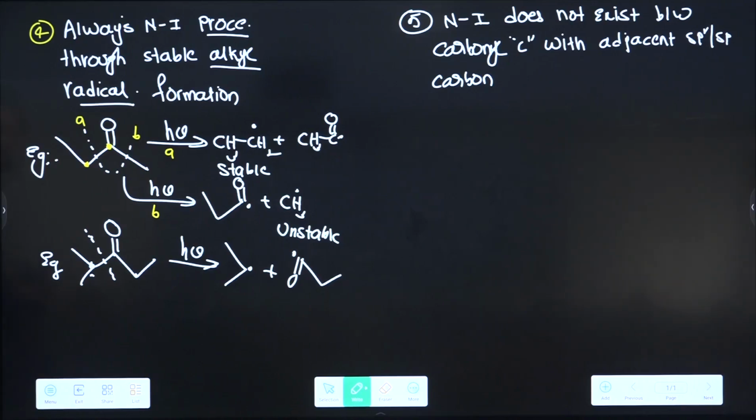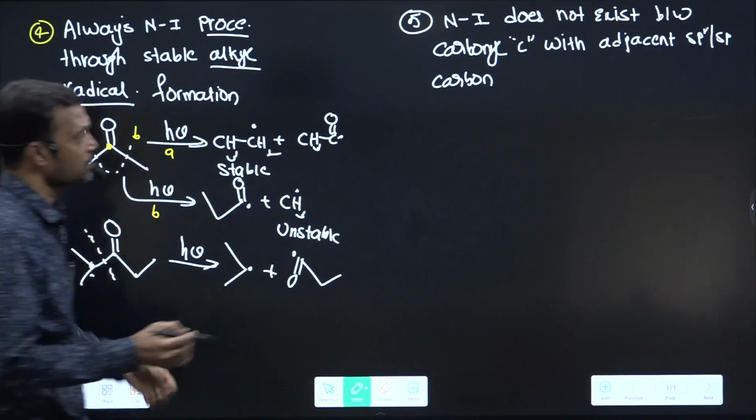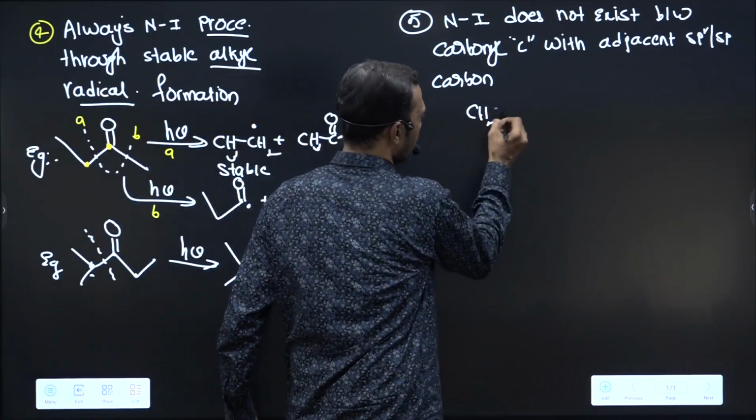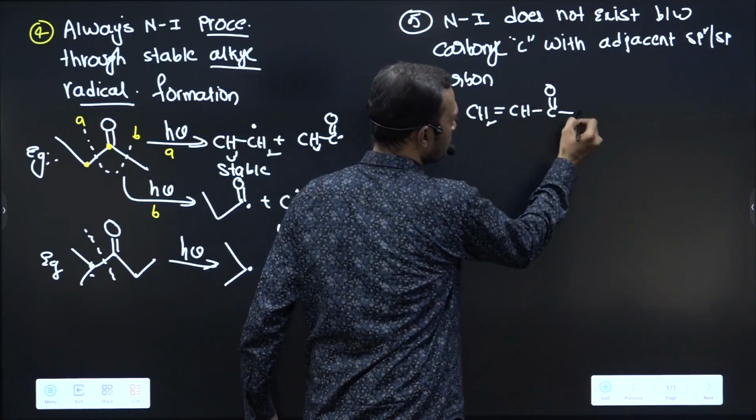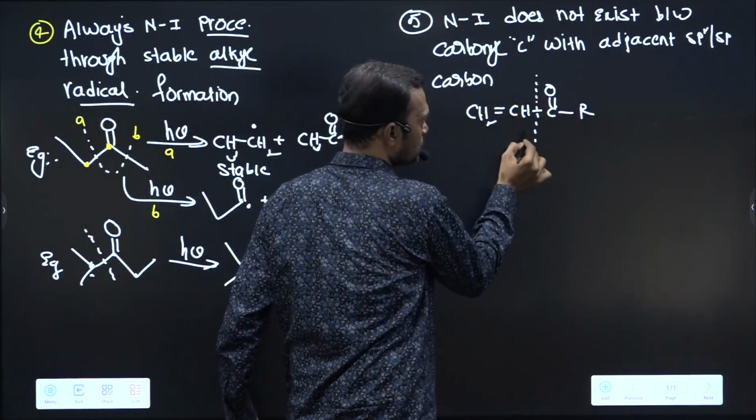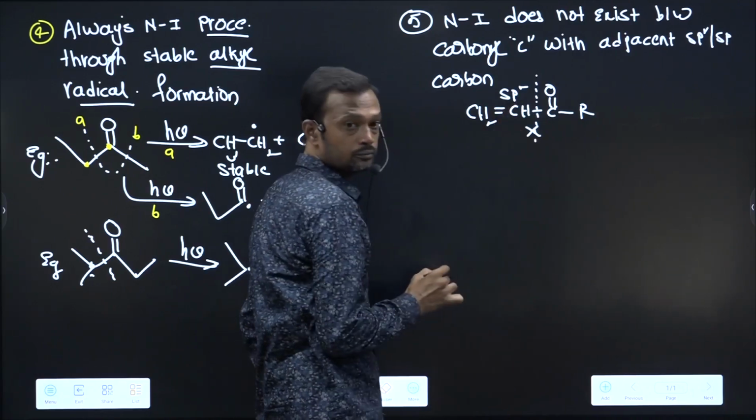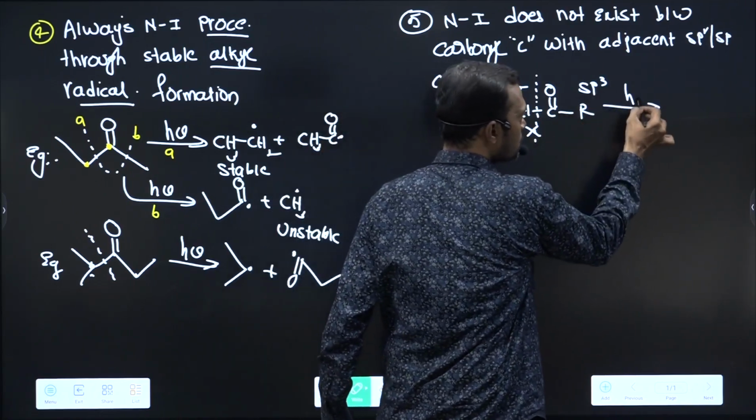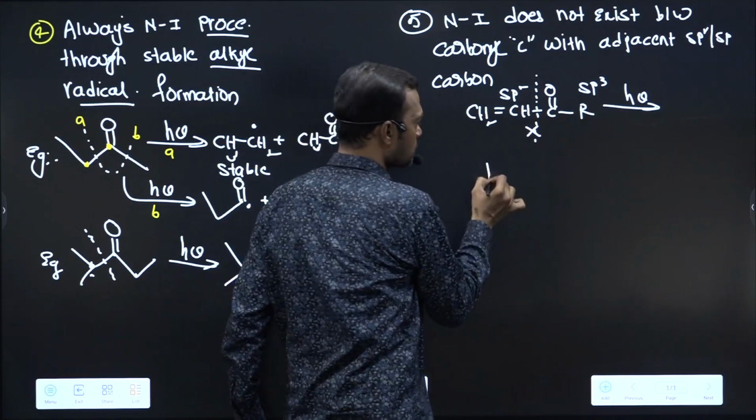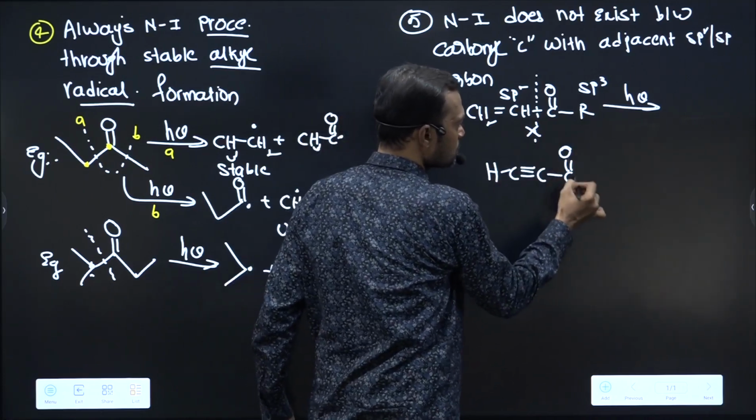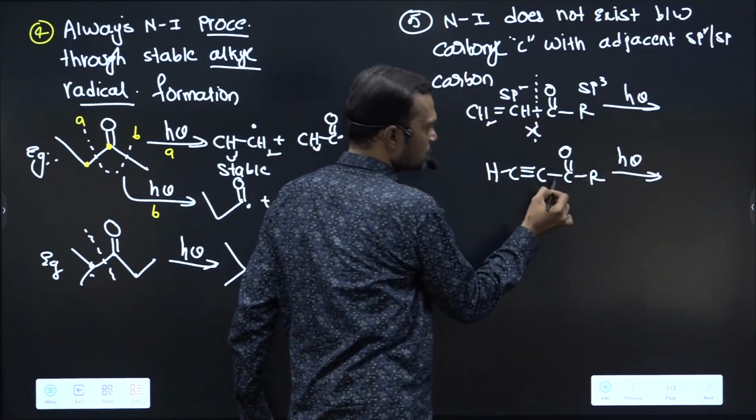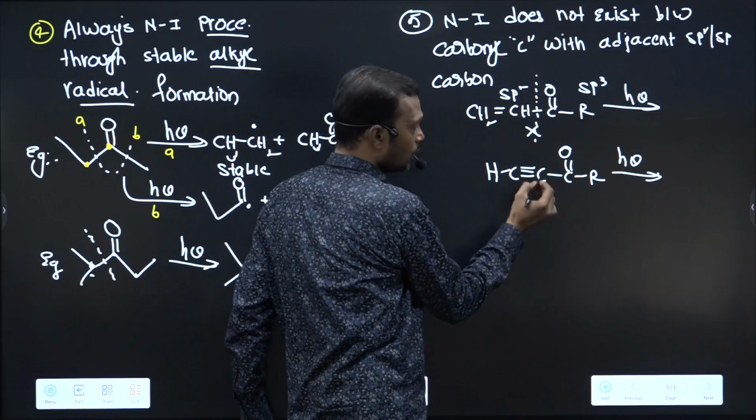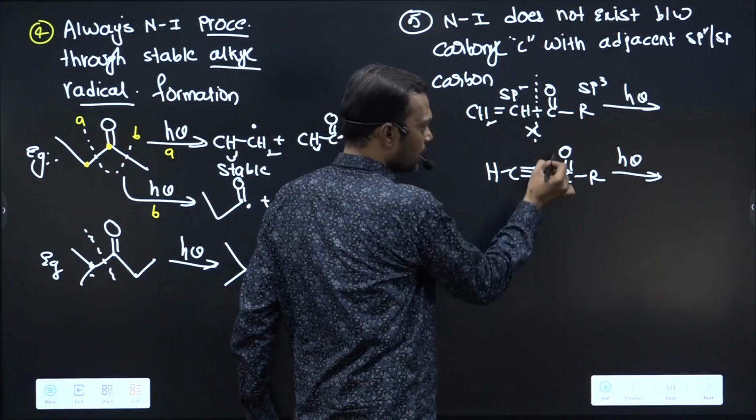Norrish 1 does not exist when the carbonyl compound is attached to an adjacent sp2 carbon or sp carbon. If I write a double bond directly attached to the carbonyl, this side Norrish 1 is not possible; the other side is possible if it is sp3. So photochemically Norrish 1 is not possible towards the left side, but on the right side it is possible. And here a carbon-carbon triple bond is present, C double bond O, R. Now this is a sigma bond present between the alpha carbon and the carbonyl. This is an sp hybridized carbon, so here Norrish 1 is not possible on this side.